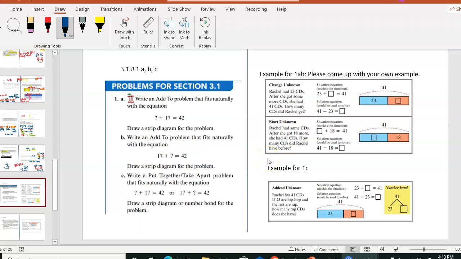Section 3.1, homework problem number 1, all three parts A, B, and C. So let's look at an example. They want us to write an add to problem, so pay attention to the type of the addition.